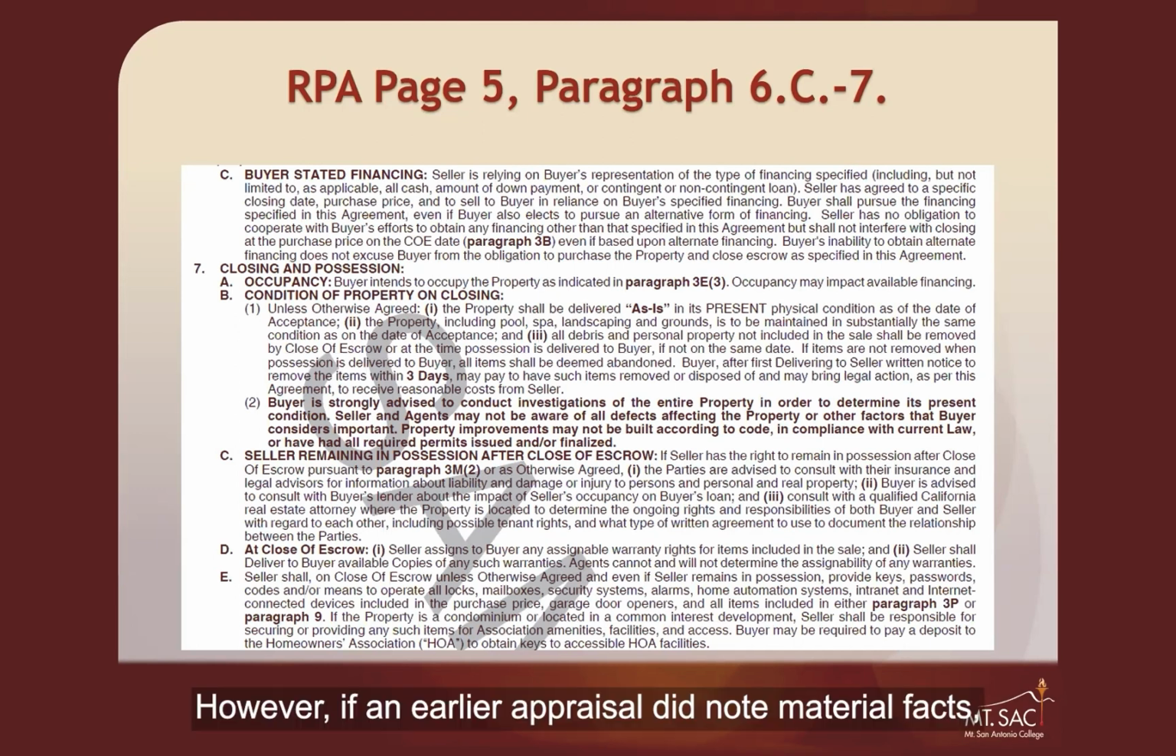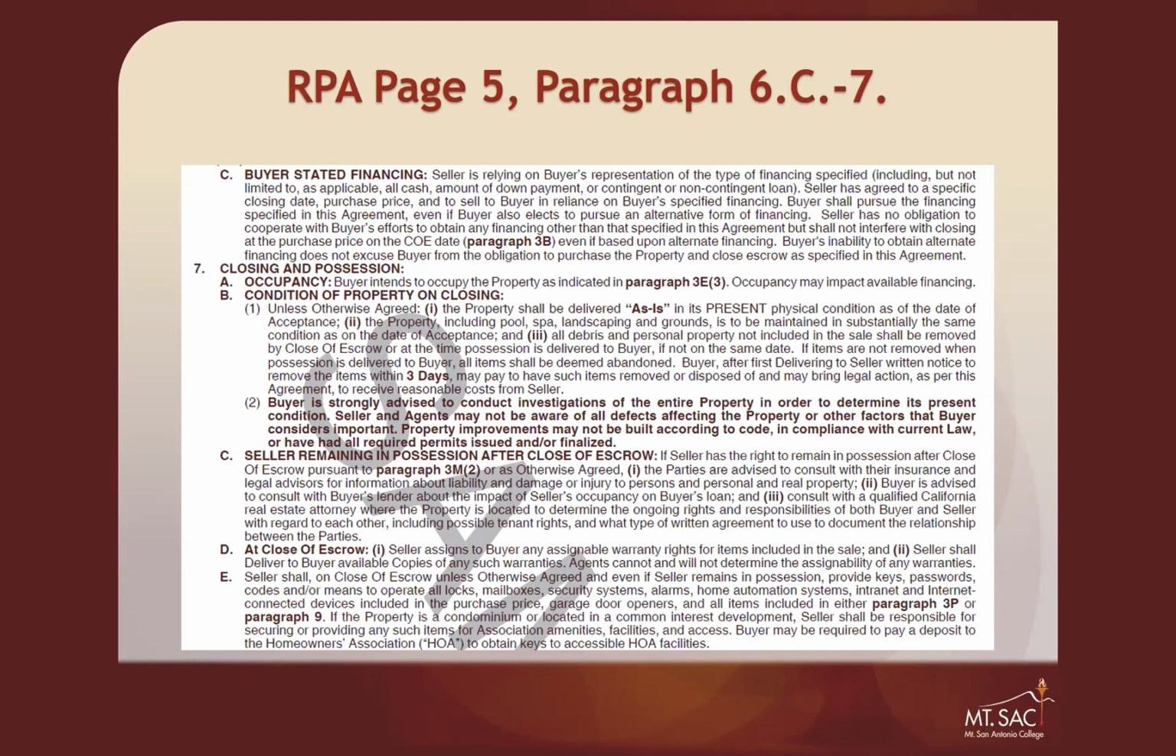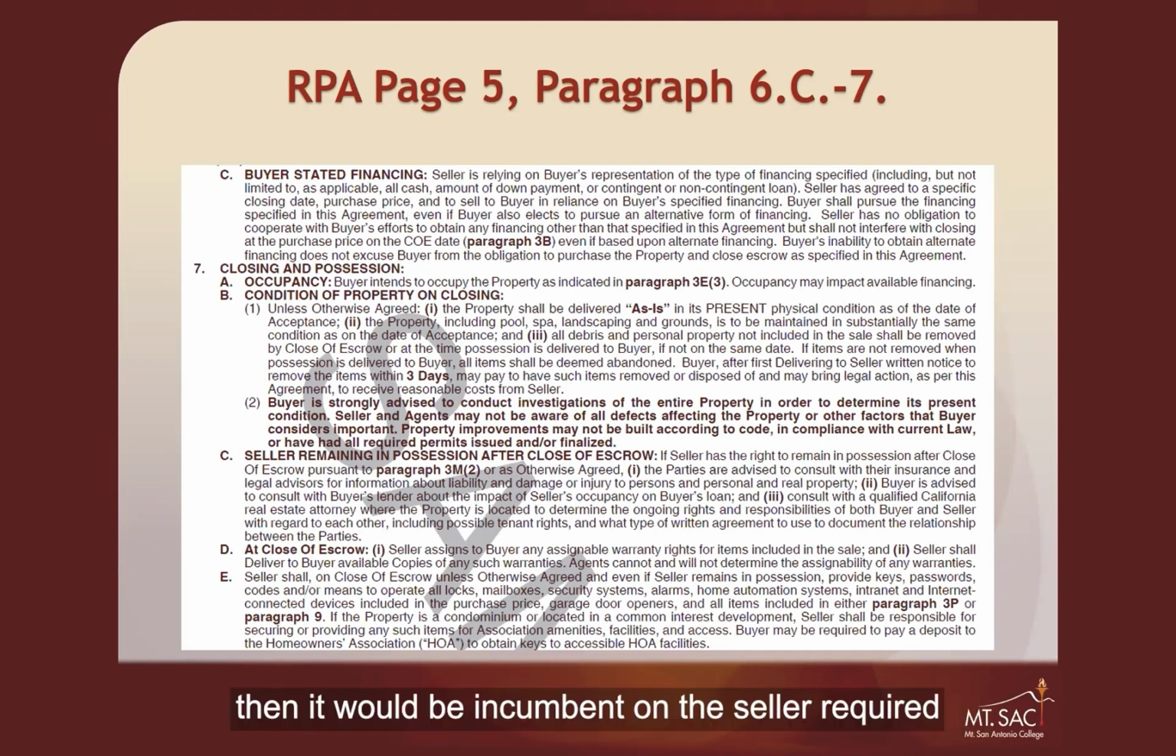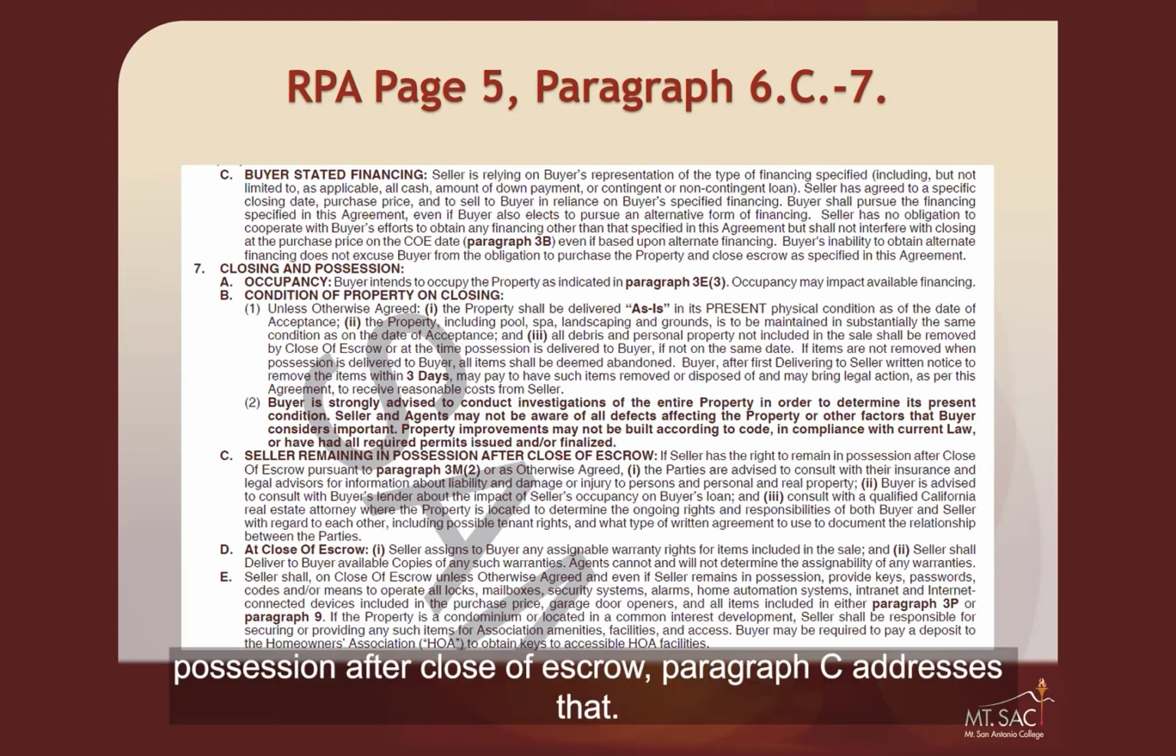All right. However, if an earlier appraisal did note material facts, then it would be incumbent on the seller, required of the seller, to disclose those material facts, but not produce a copy of that appraisal. All right. So if seller is going to remain in possession after close of escrow, paragraph C addresses that.